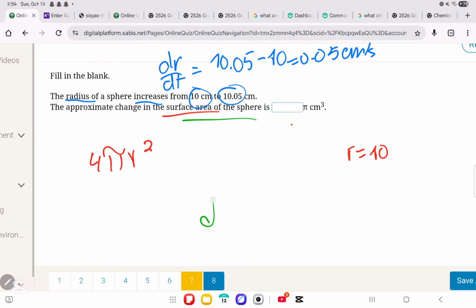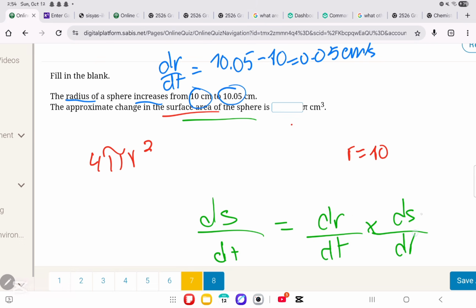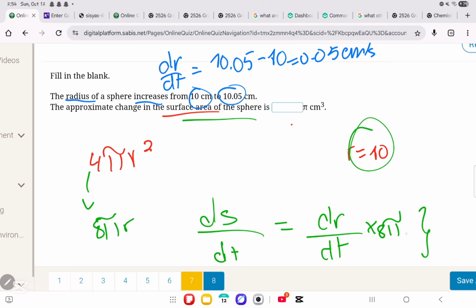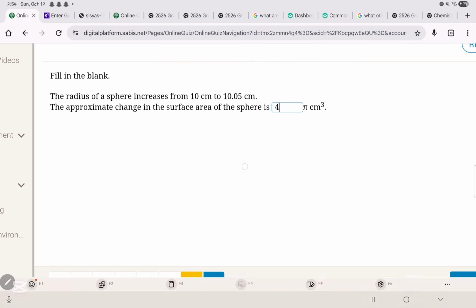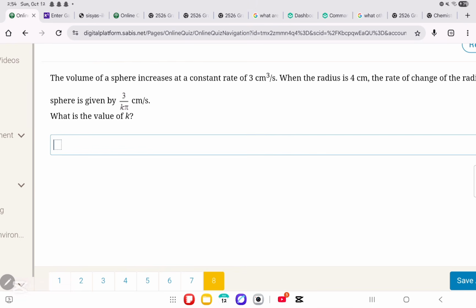They want ds over dt. So we know that ds over dt is dr over dt times ds over dr. ds over dr is the derivative of the surface area. So surface area is 4 pi r squared. You take the derivative. It's going to be 8 pi r. You substitute it here. 8 times pi times r, which is 10. And then dr over dt, we have it to be 0.05. So it's going to be 0.05 times 8 times 10. And that's going to be, again, 4 pi centimeter cubed. We move on to question number 8.